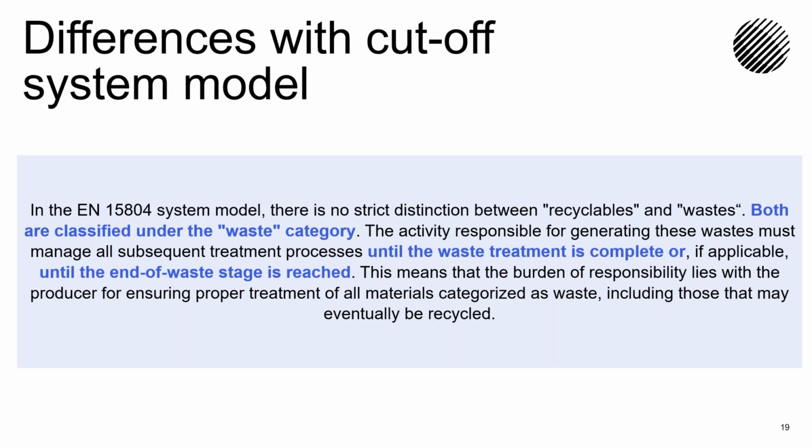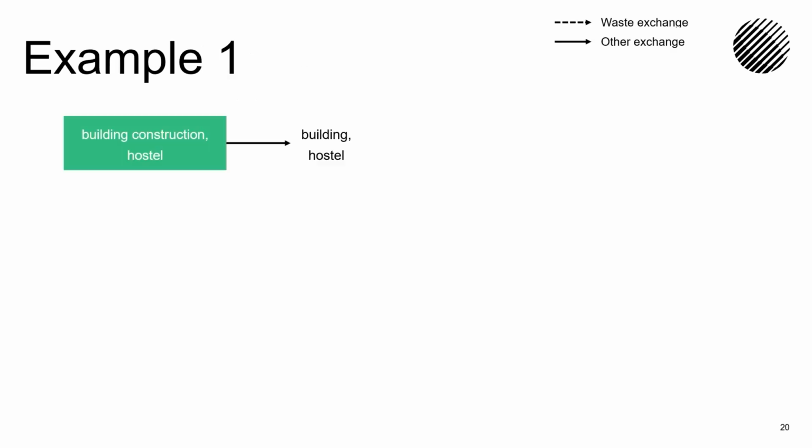Now, this waste needs to be treated following the polluter pays principle, but if it's possible to reach the end of waste stage, then the EN15804 system model also needs to consider the waste treatment necessary to meet the end of waste stage. Let's try to understand this better with an example.